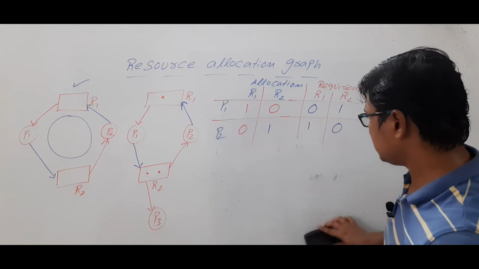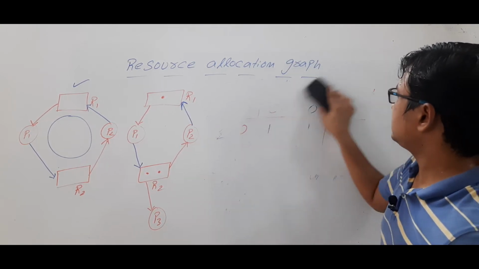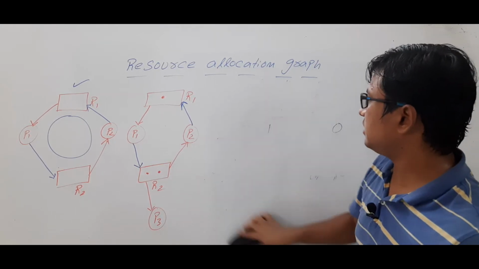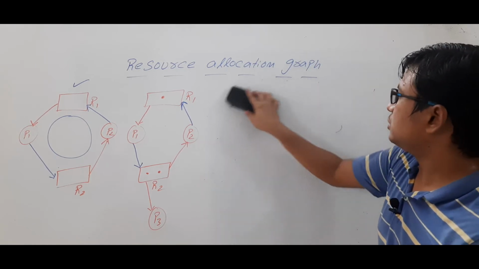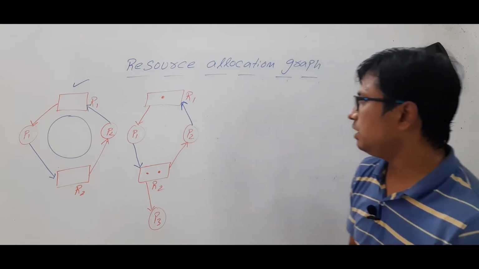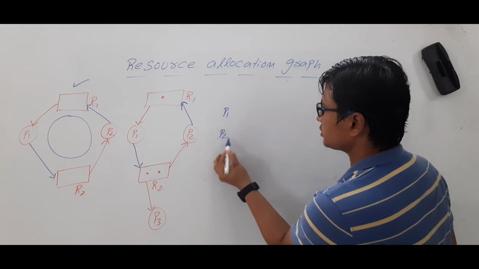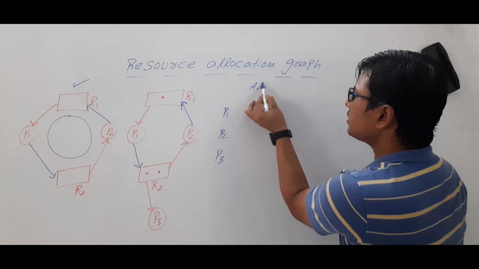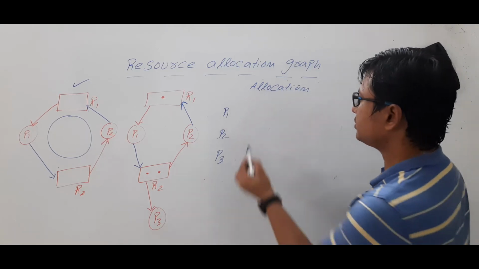So what I can say is that the cycle is a necessary and sufficient condition to say that there is a deadlock in single instance resources. Okay, now we will discuss an example on multi-instance resources. We will check whether the cycle is the necessary and sufficient condition to say a deadlock or not. Are you able to understand? So look at the processes. We have process P1, process P2, process P3.